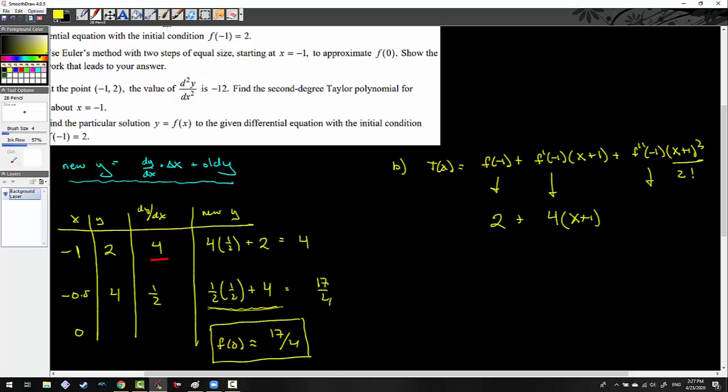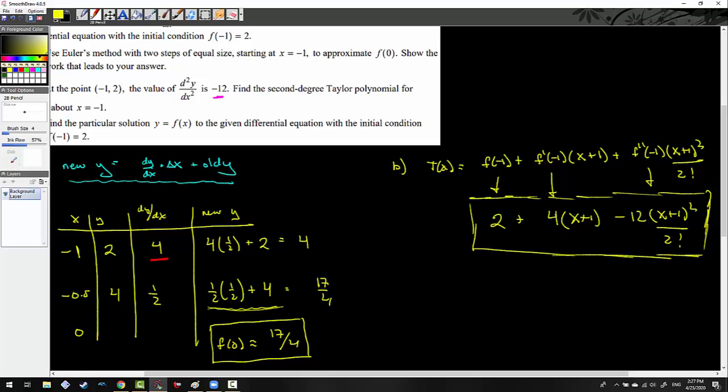And then f double prime of negative 1, we know that too. They told us that it was negative 12. So I just punched that in, negative 12, and it follows along with the standard x terms. And that is part B. So yeah, they can throw some Taylor series into your diff EQs now, so it's kind of neat. So be on the lookout for those.